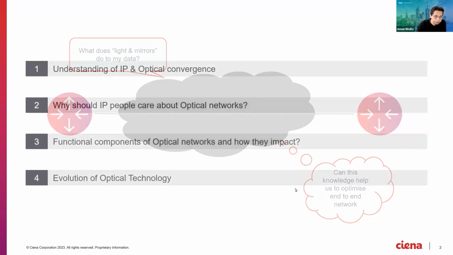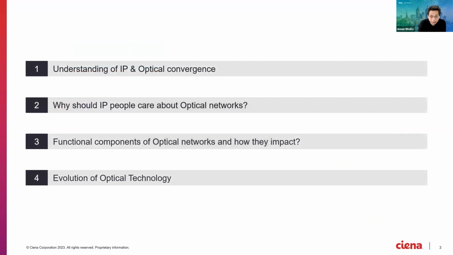So the first thing on our agenda is understanding why we are having this discussion even today: there's a lot of focus on IP and optical convergence. So let's try to understand the meaning of it and why that is relevant. Then we go towards why IP people should care about optical networks, in which I will talk about the various impacts the optical network can have on your technology choices and what you select on your router platform. Then we will go into the functional components of the optical network, what the various components are and what their roles are. Towards the end, we will see more on the evolution of the technology. It has come a long way, and we will look at how this technology has evolved all this while. And then we will quickly see what we'll talk about in part 2 of this webinar.